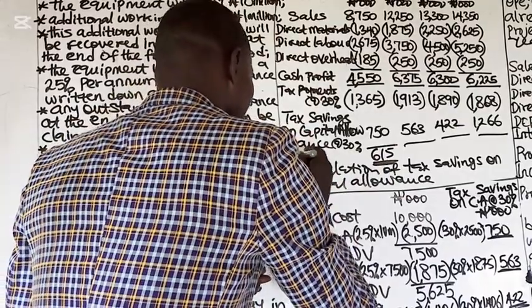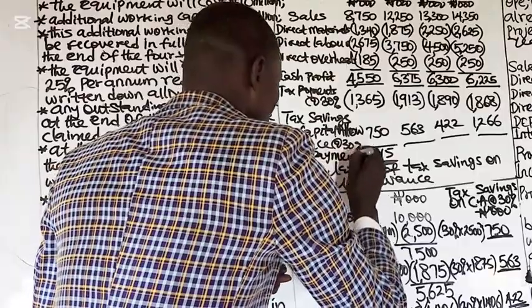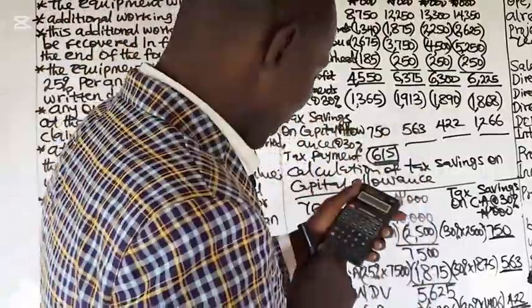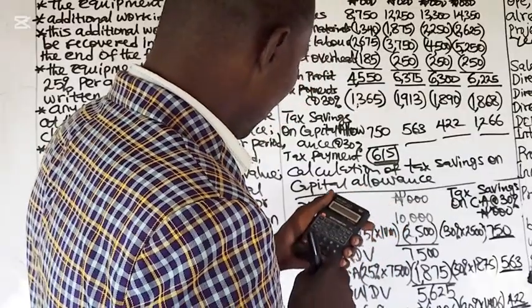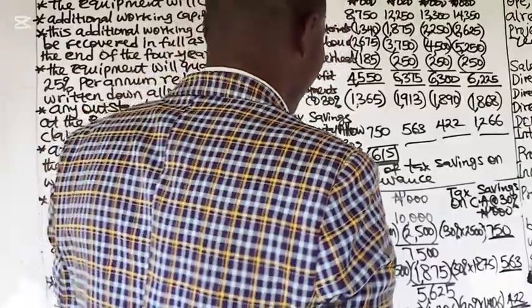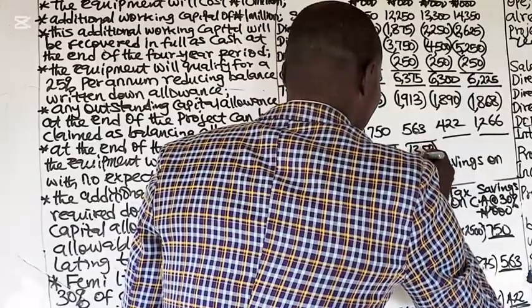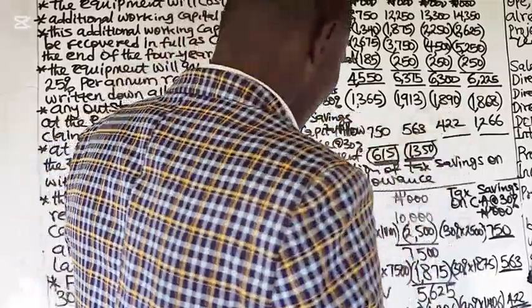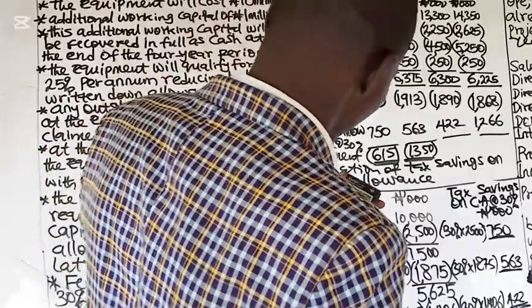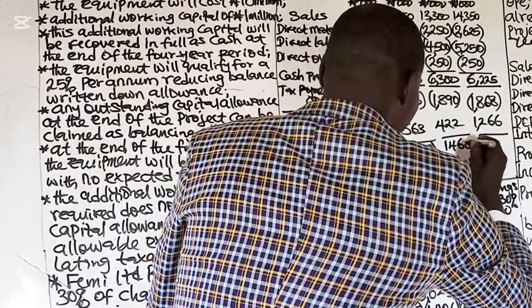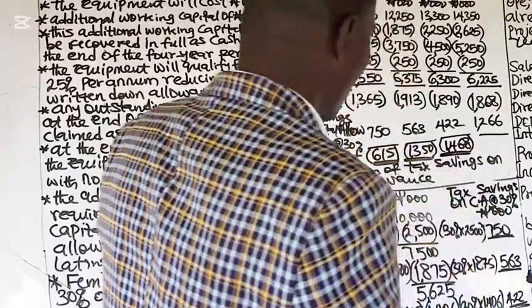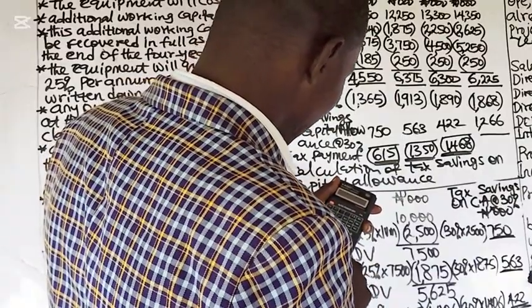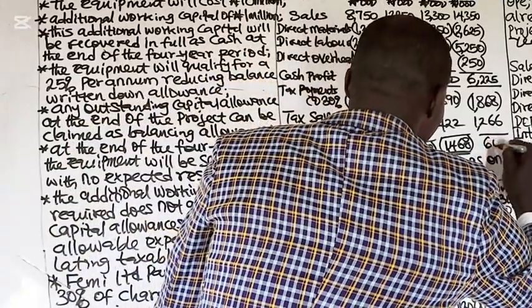That is tax payment. This is greater than this. Then 1913. If you take 563 from that, then you have 1350. That is the tax payment. The difference between this, 1890 minus 422, you have 1468. That is the tax payment. Then 1868 minus 1266. So you have 602 as the amount payable as tax.